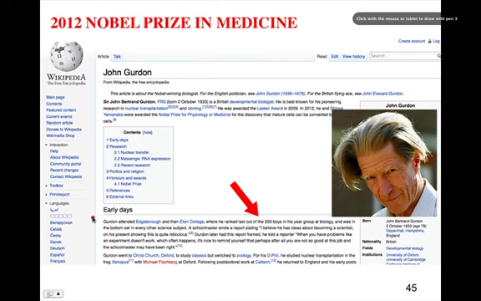Here's his early days on this Wikipedia page, and it says John Gurdon attended Edinburgh and then Eton College, where he ranked last out of the 250 boys in his year group at biology, and was at the bottom set in every other science subject. A schoolmaster wrote a report stating, "I believe he has ideas about becoming a scientist. On his present showing, this is quite ridiculous." And so, not only does he have a great haircut, but he's a pretty epic character in science, and has contributed greatly, even though his initial showing was not that impressive in class.